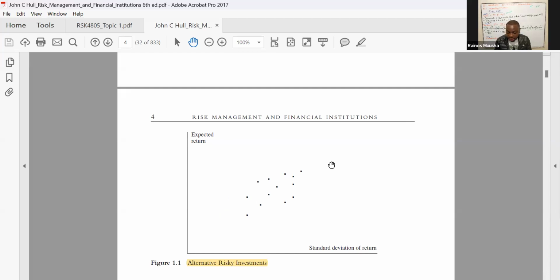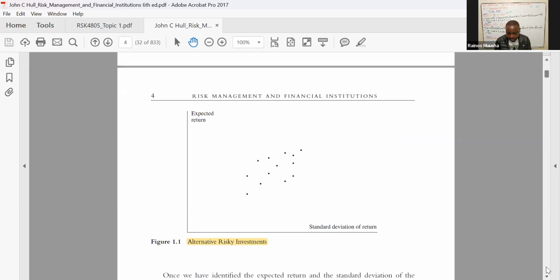And as you can see, in general, which we are going to discuss later on, you look at the relationship between the risk and also return as well. We're going to look at it in detail at a later stage.